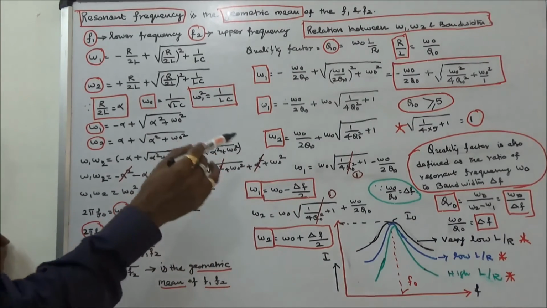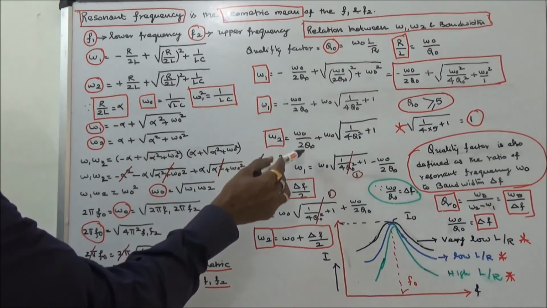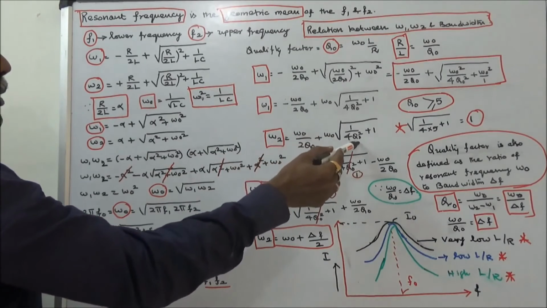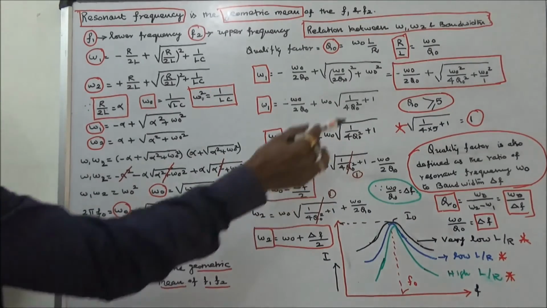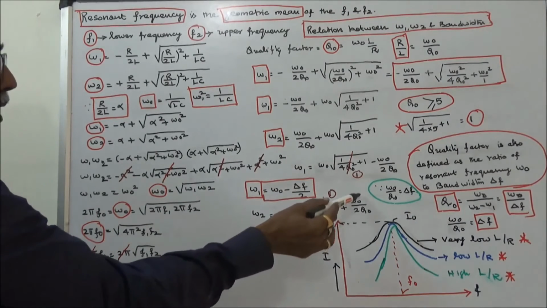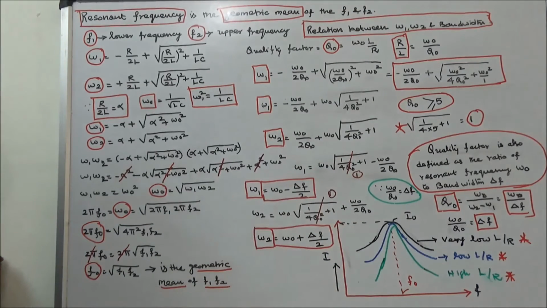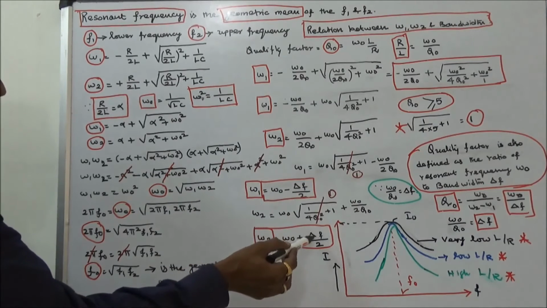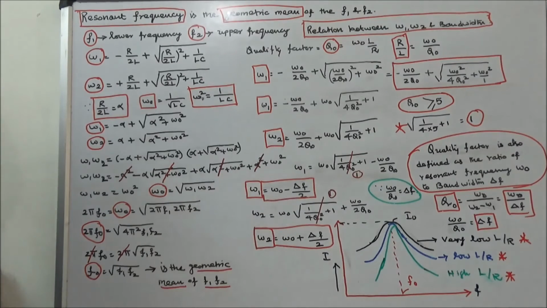Similarly, omega 2 is equal to omega naught by 2 Q naught plus omega naught root of 1 by 4 Q naught square plus 1. Again, this value is 1. Omega 2 is equal to omega naught plus omega naught by 2 Q naught. Again, omega 2 is equal to omega naught plus delta f by 2, that is bandwidth by 2.